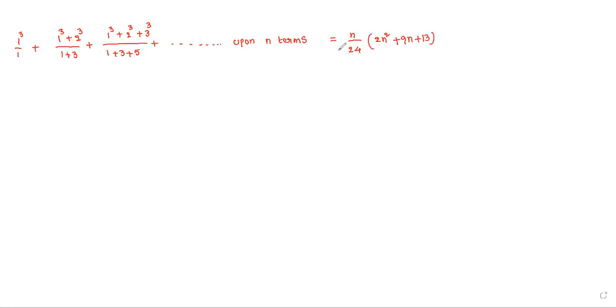So the nth term is not given. So what are the numerator and denominator? Please observe. First the numerator: 1 cube plus 2 cube plus 3 cube and so on. That means the sum of the cubes of natural numbers, which is equal to n square into n plus 1 whole square by 4.